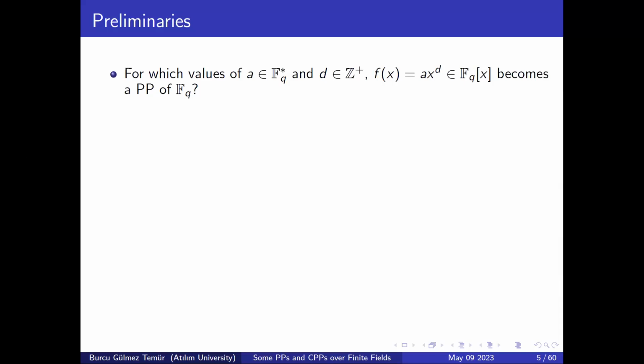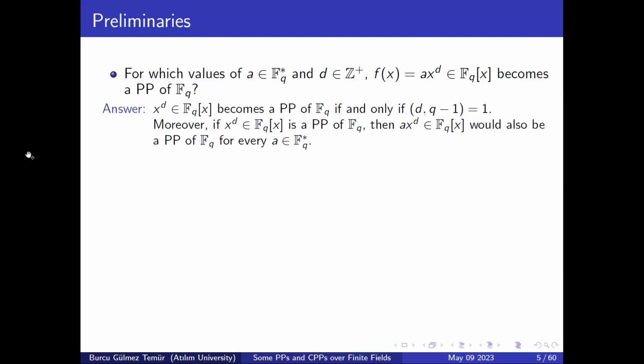Now, the first question, the simplest question you can ask, is for which values of d this monomial can be a permutation polynomial. The answer is quite easy. It becomes a permutation polynomial if and only if d and q minus 1 are relatively prime. And moreover, if you have the monomial x to the power d, which is a permutation polynomial of F_q, then every constant multiple of it will be a permutation polynomial for every non-zero a in F_q.